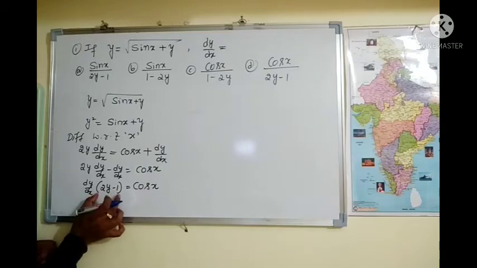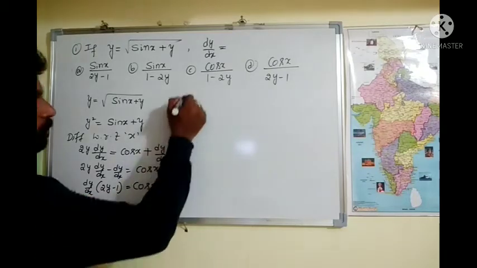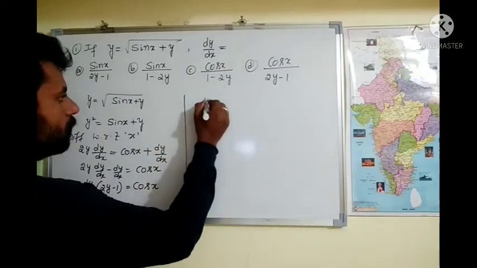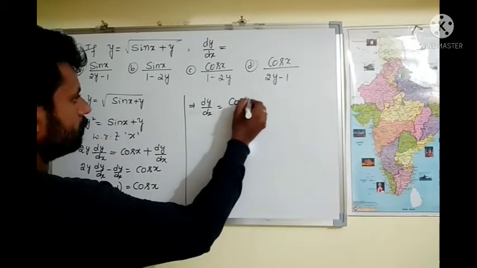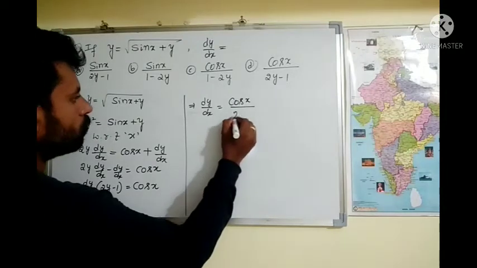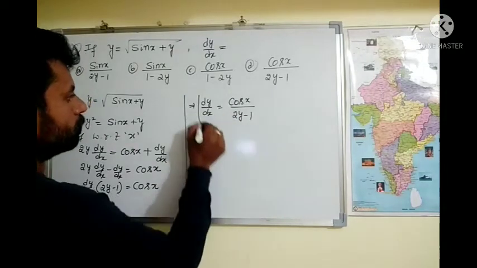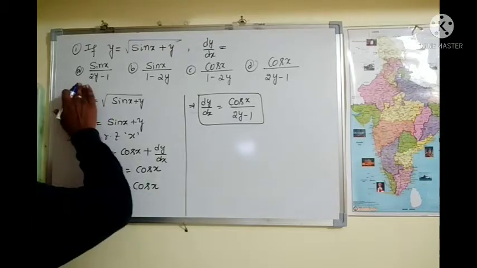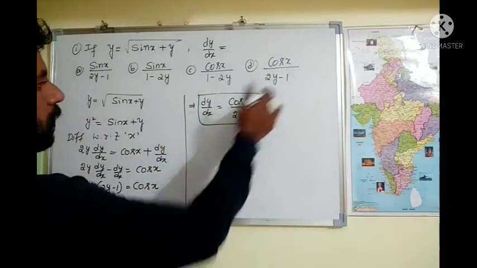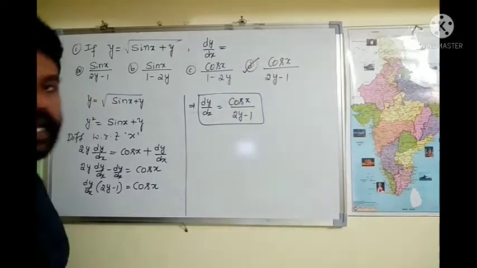Next, take this part to the denominator. This implies dy by dx is equal to cos x divided by 2y minus 1. Here the options are 2y, cos x, 1 minus 2y, and here we have the 2y minus 1 option. D is correct.